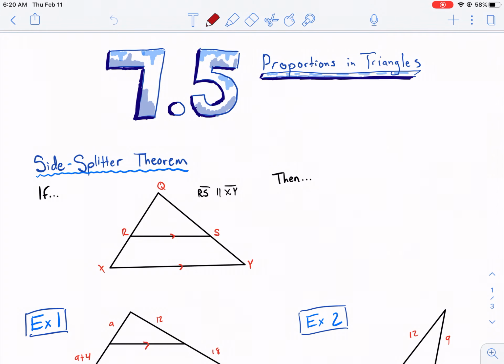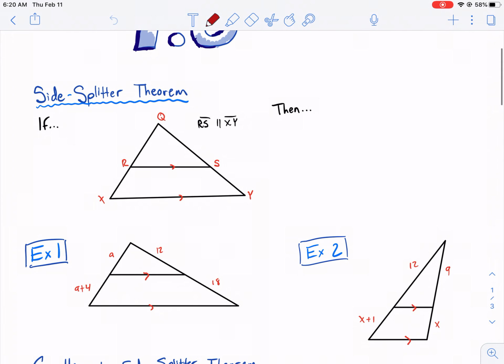Hello everyone and welcome to the final section in Chapter 7. This is Proportions in Triangles, Section 7.5. Let's get started. Here we have the side splitter theorem.